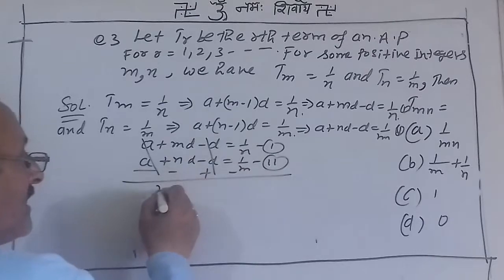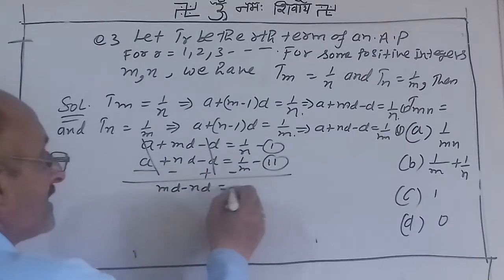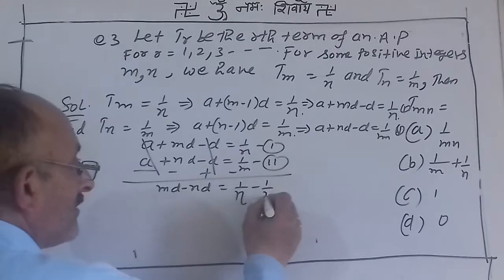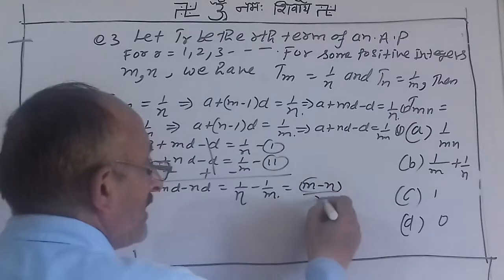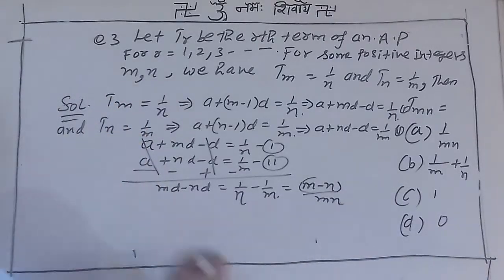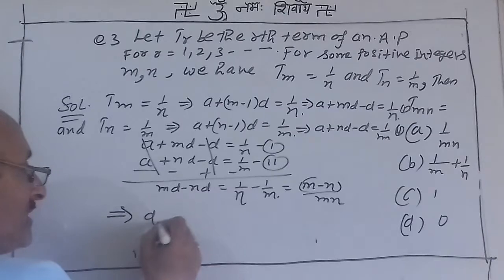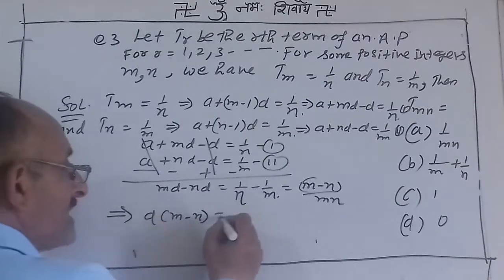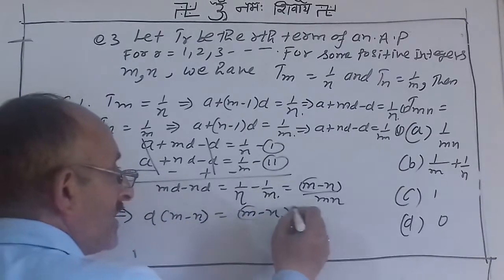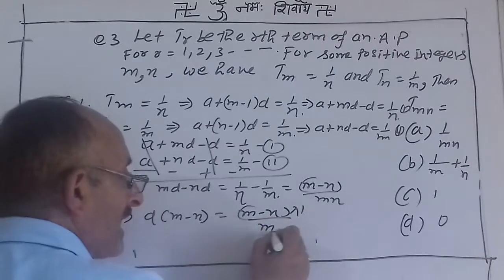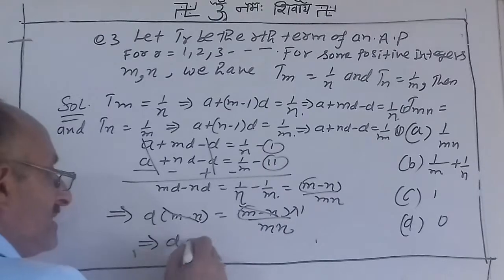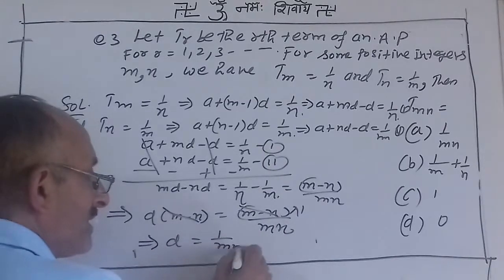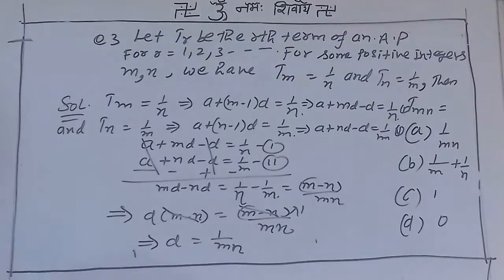Cancel. md minus nd is equal to 1 upon n minus 1 upon m, which is equal to m minus n upon mn. This implies d, taking common, m minus n is equal to m minus n into 1 upon mn. This will cancel. This implies d is equal to 1 upon mn.